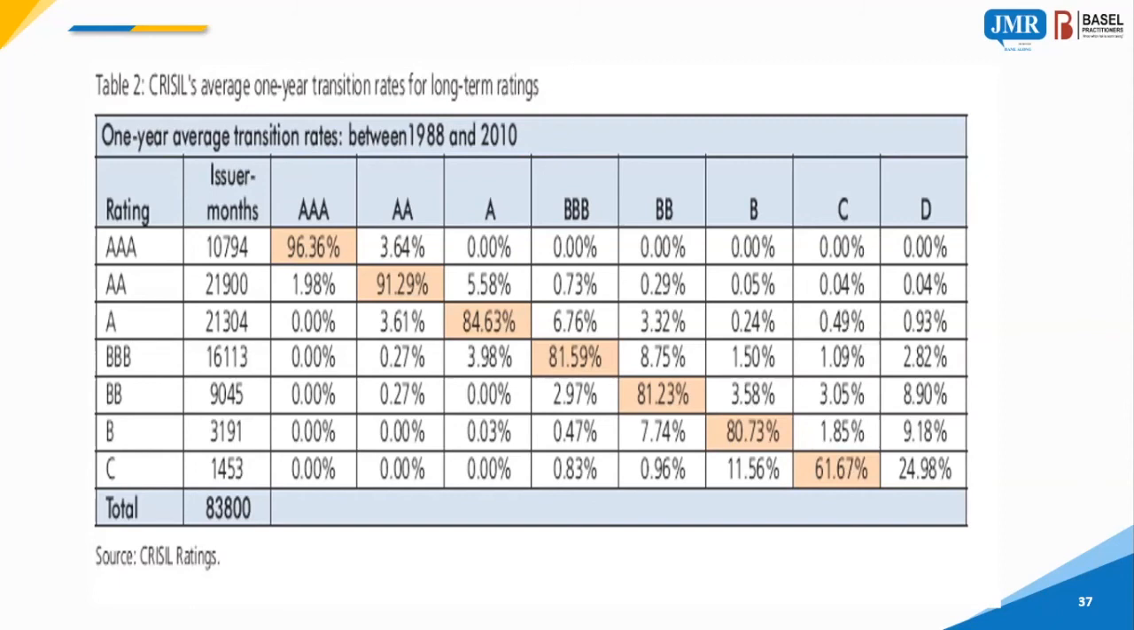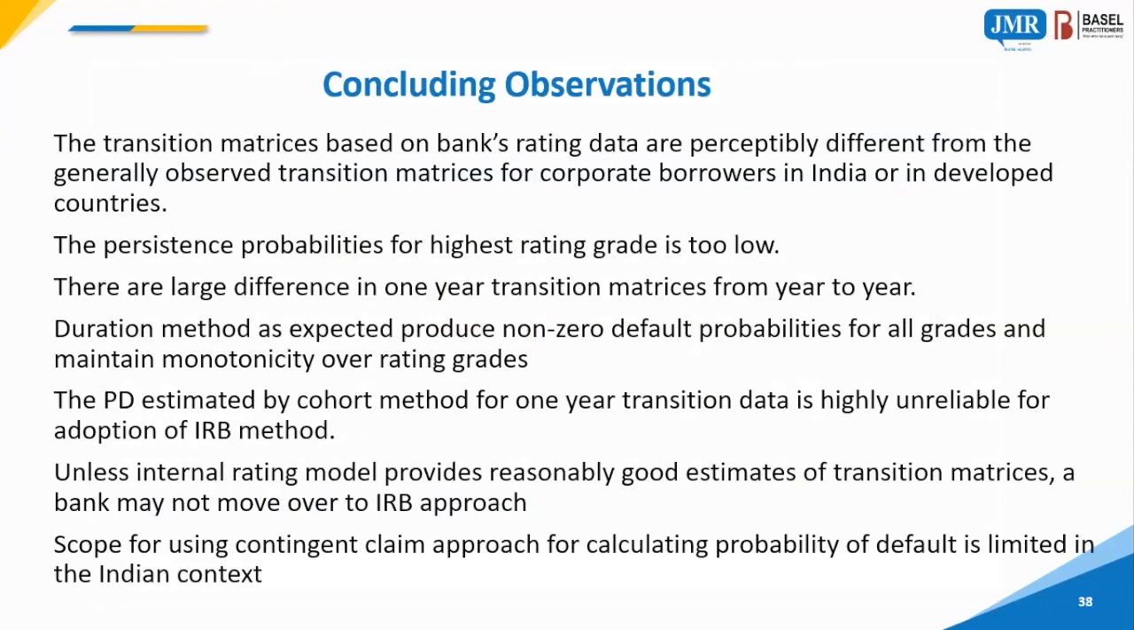Next. So this is the concluding observation of these things. Transition matrices based on bank setting data are perceptibly different from the generally accepted transition matrices for corporate bonds in India or developed countries. The persistence probabilities for higher rating grades are too low. Okay, next.